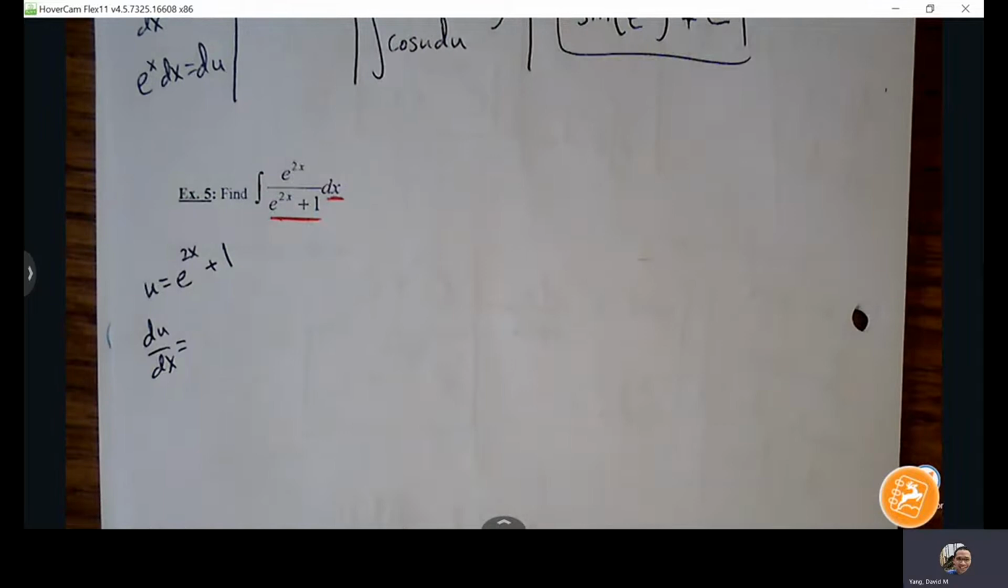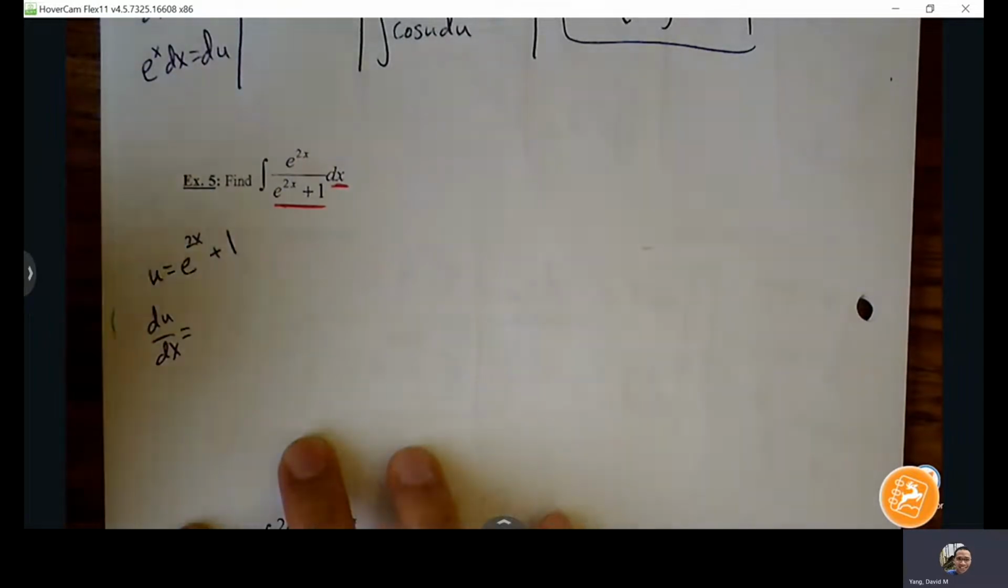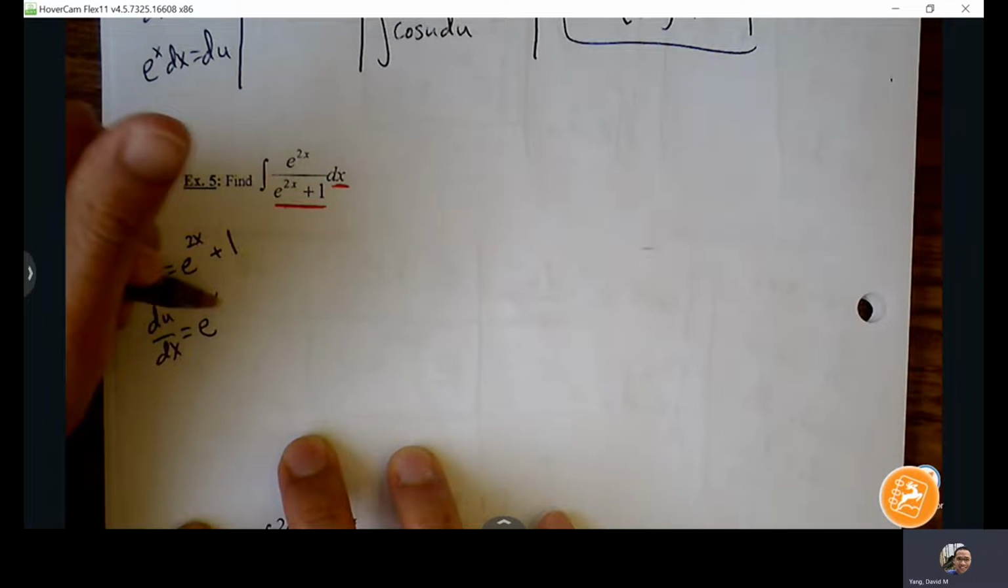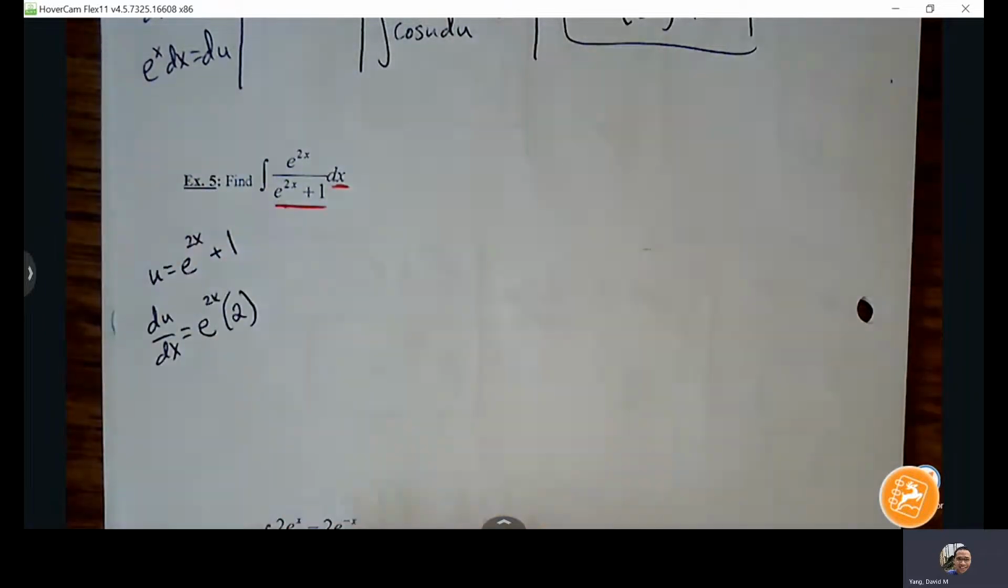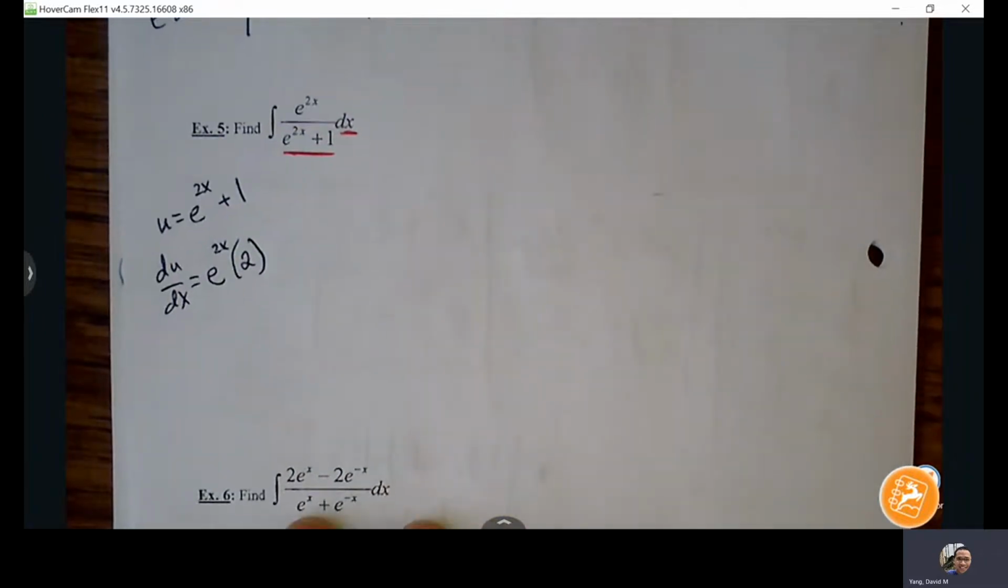Okay, what's du dx? Good, e to the u times u prime. We have to remember the chain rule there. That exponent is going to have to remain a part of it. Okay, cross multiply.